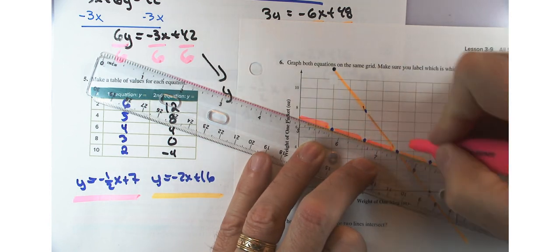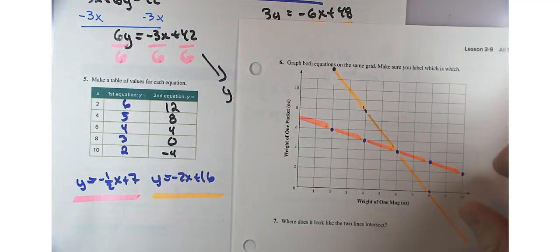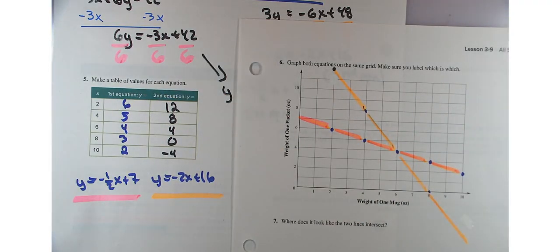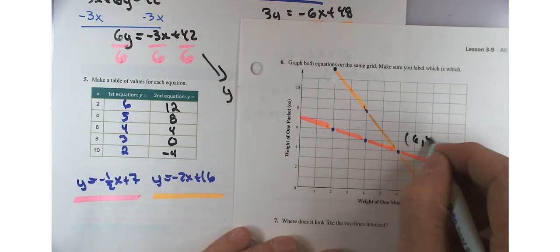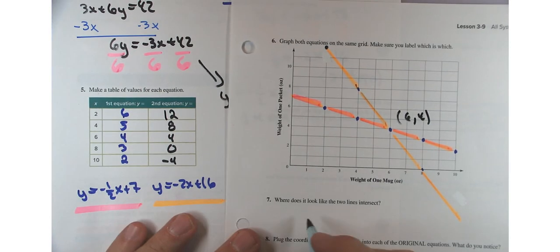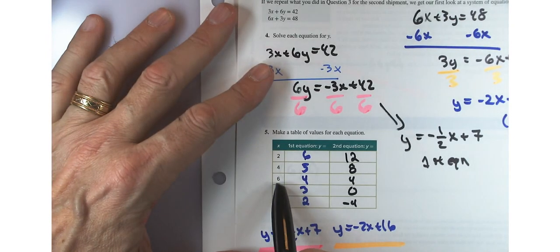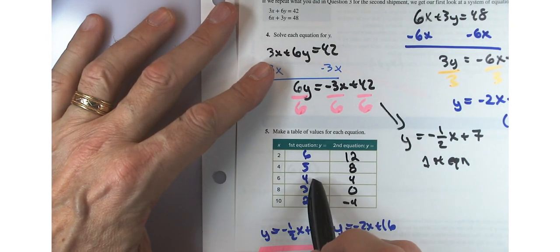What's the interesting point on this graph? Yeah, the intersection point, 6, 4. So that's the interesting point for us here. Lines look like they intersect at 6, 4. Plug in the coordinates of that point back into the original equations. What do you notice? Well, okay, we can do that. Actually, we've kind of already done it in here. When you plug in x equals 6, you get y equals 4.